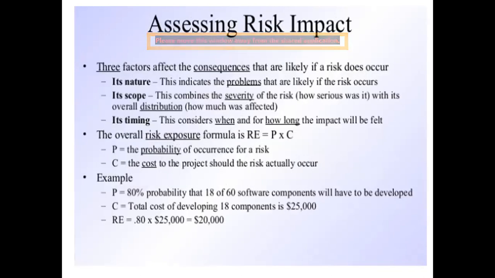Now, how are we going to assess the risk impact? What is the risk impact? Here we consider 3 factors that affect the consequences that are likely if a risk does occur. First is its nature: what is the nature of the risk, what is its scope, and what is its timing, that is, for what period the risk will last, and how much time will be taken by each factor of the risk. The nature indicates the problems that are likely if the risk occurs.